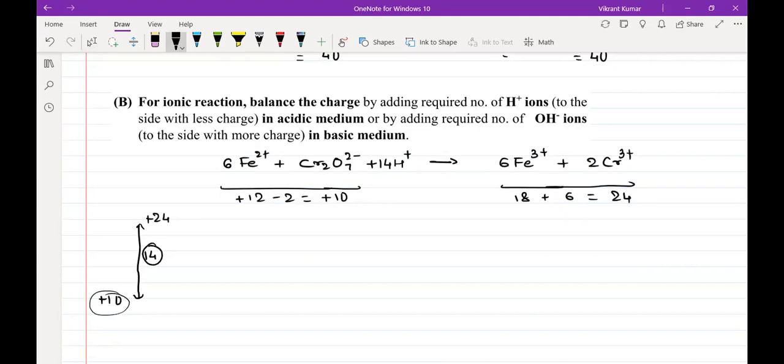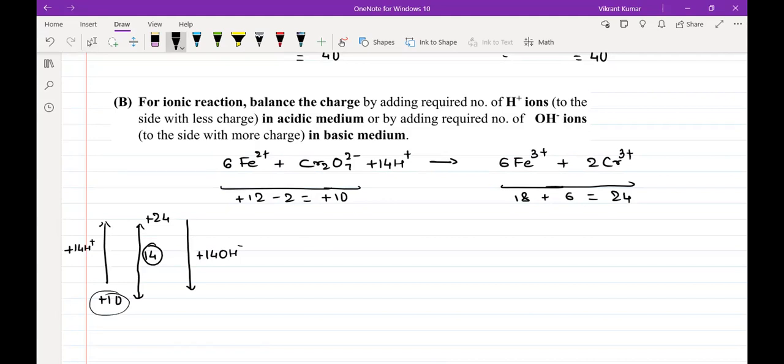Basic में करना रहता तो क्या करते? OH minus on the other side. So if I have to add on the left side, I'll add 14H plus. If I have to add on the right side, I'll add 14OH minus. देखो इसको 10 पे ले जाएगा. So these are the two options we can follow.